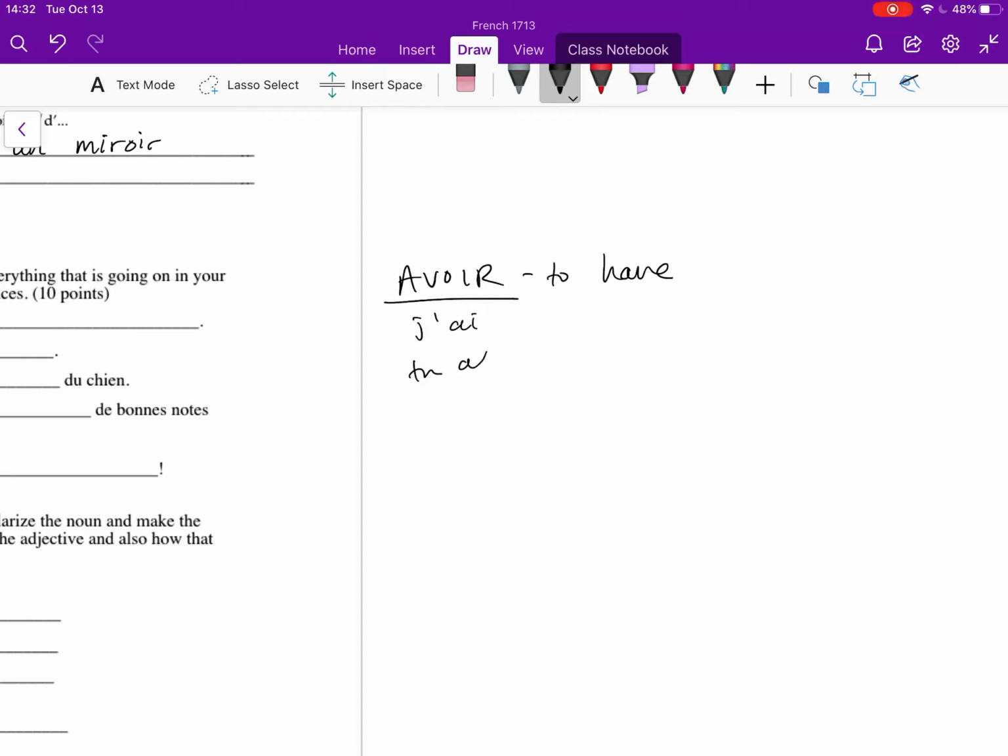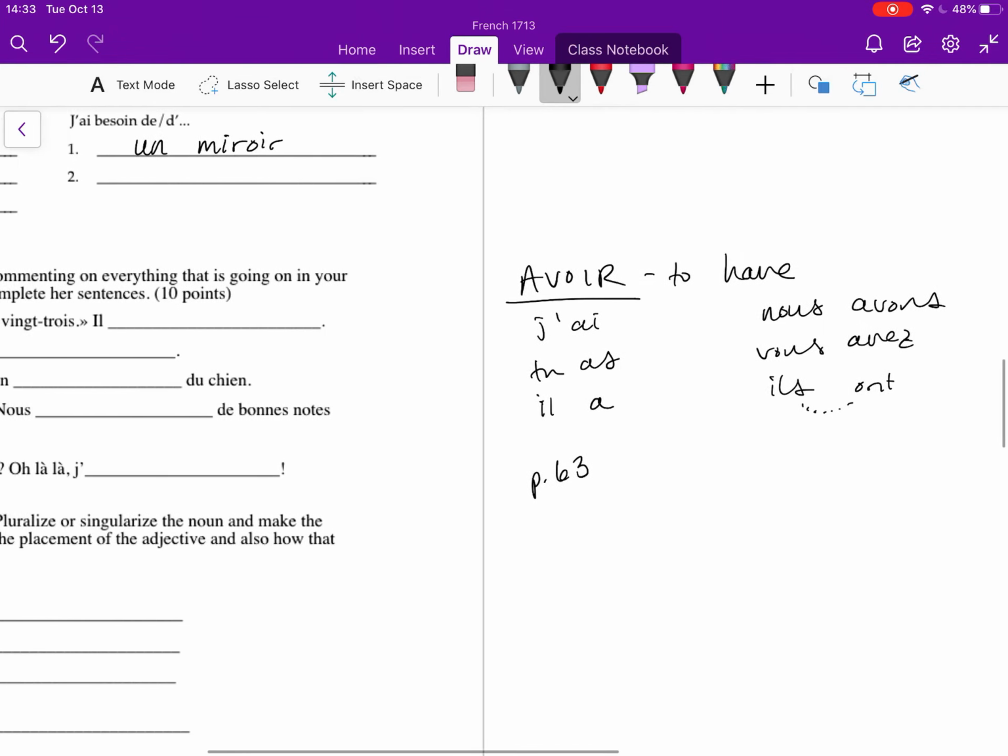We have j'ai, tu as, il, elle, a, nous avons, vous avez, ils ont. Okay, that little liaison creates the Z sound. Ils ont. Avoir is used with a ton of different expressions. Avoir besoin de, avoir envie de, avoir peur de, avoir faim, avoir soif, avoir sommeil, avoir froid, avoir chaud, etc. I believe that the page for this is page 63, but I am not sure.